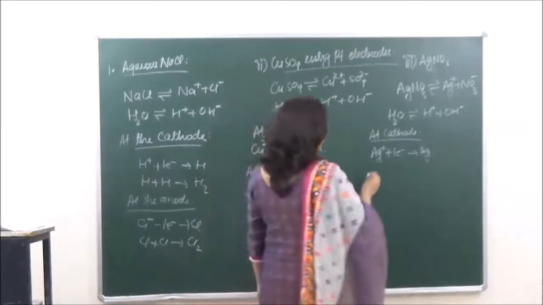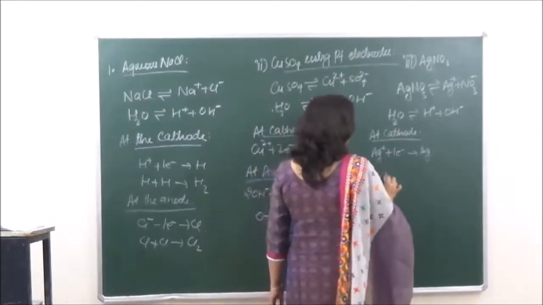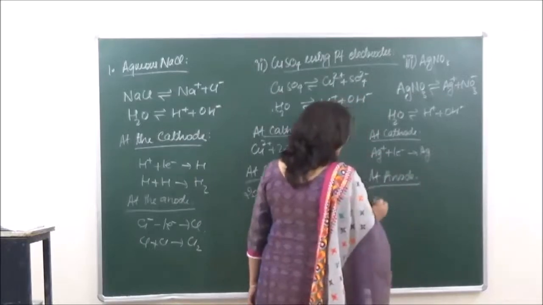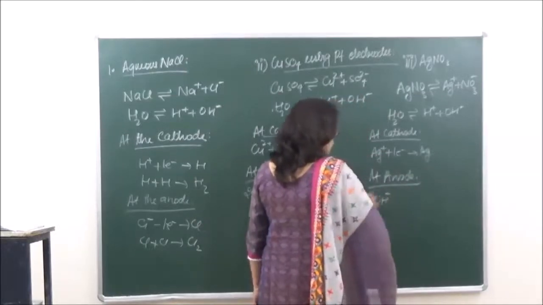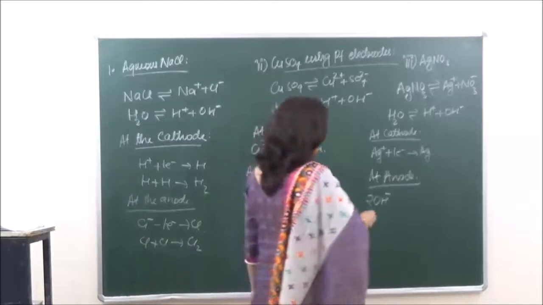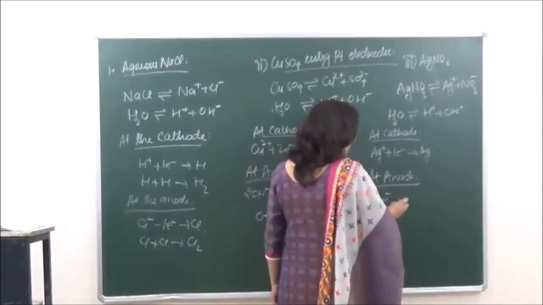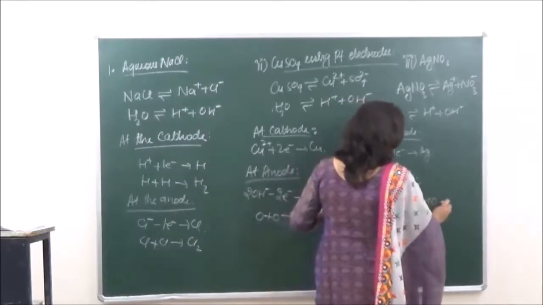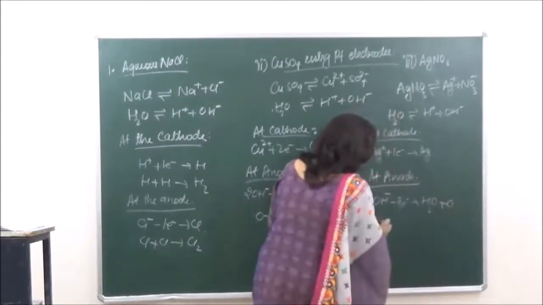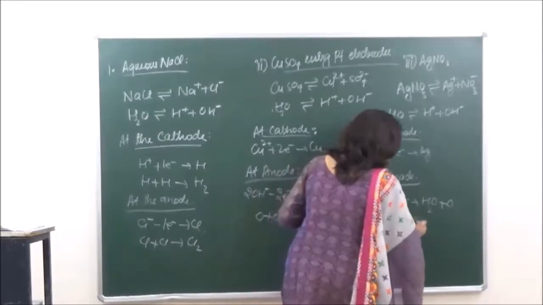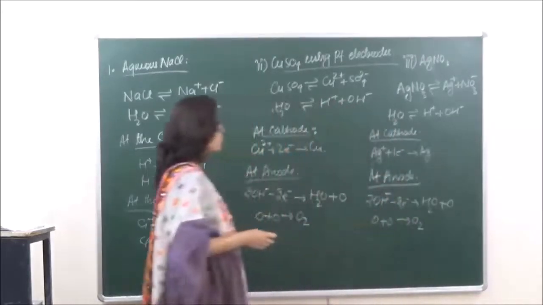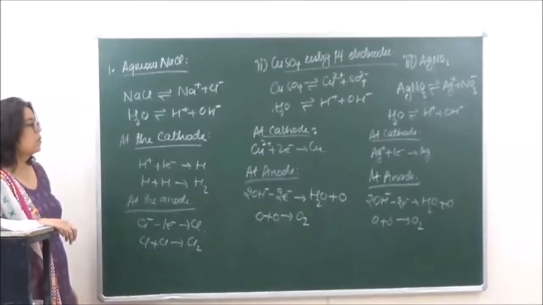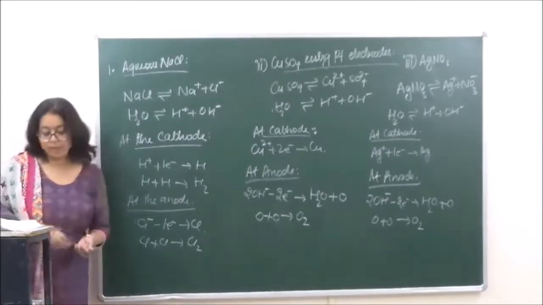Right? And at anode, oxygen will be liberated due to the reaction of OH-. So OH- minus one electron, that is going to give us O2. Is it clear? Okay. Then we do another example.